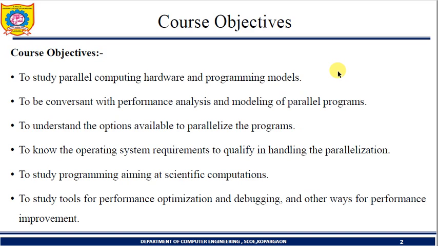Before starting with this unit, let's discuss the objective of this course. First, to study parallel computing hardware and programming models. Then to be conversant with performance analysis and modeling of parallel programs. Then to understand the options available to parallelize the program, and to know the operating system requirements to qualify in handling the parallelization. To study programming aimed at scientific computation, then to study tools for performance optimization and debugging, and other ways for performance improvement. So these are the objectives of this course.